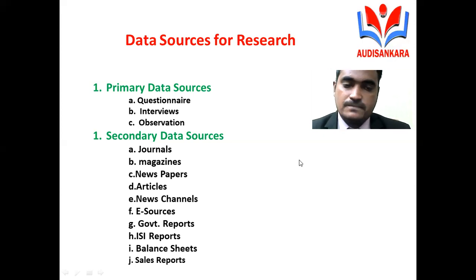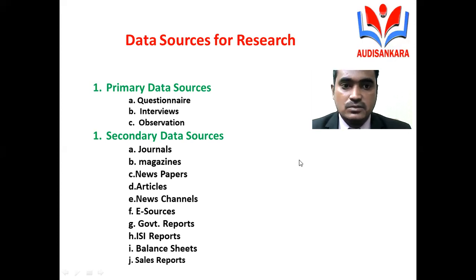And observations. Observation tells you that we need not discuss anything or talk with the respondent. Without talking and without writing, by just observing the situation, the condition, we are able to collect data. So that is what we call the concept related to observation.